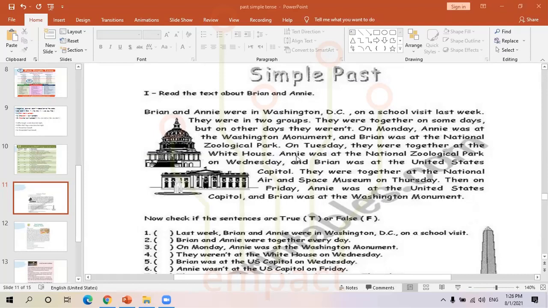Annie was at the National Zoological Park on Wednesday, and Brian was at the United States Capitol. They were together at the National Air and Space Museum on Thursday. On Friday, Annie was at the United States Capitol, and Brian was at the Washington Monument.